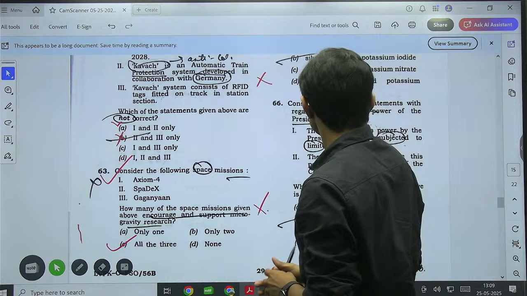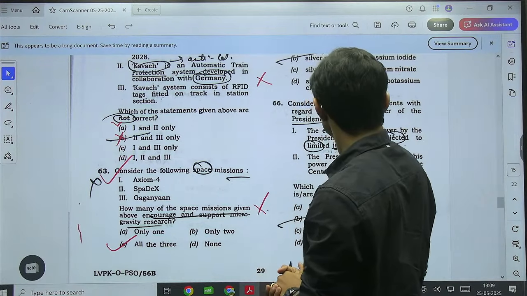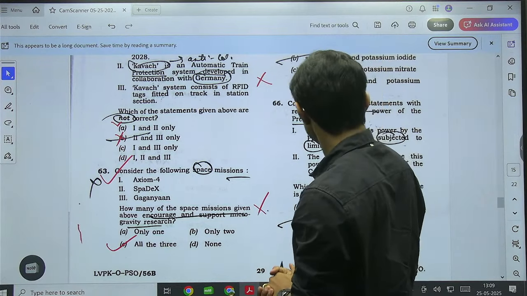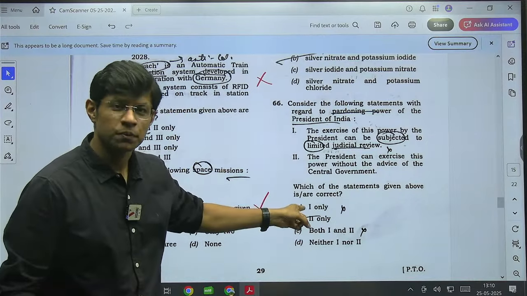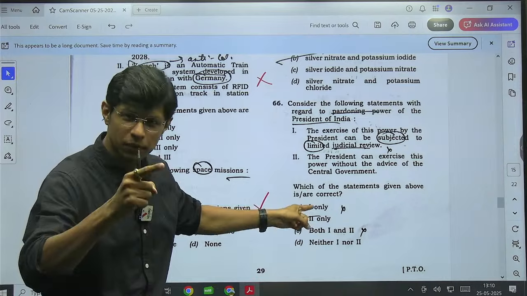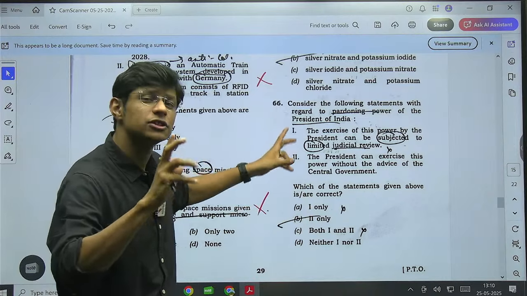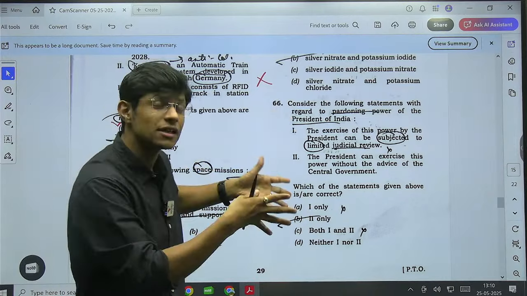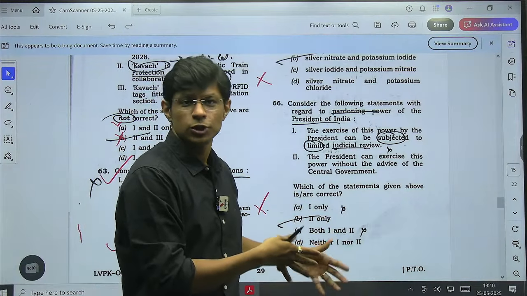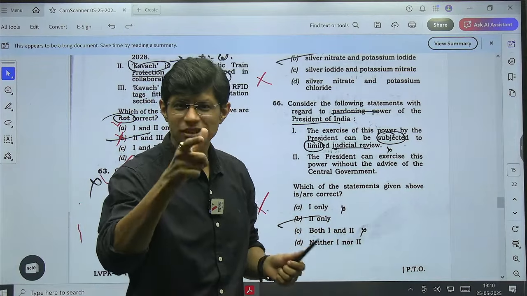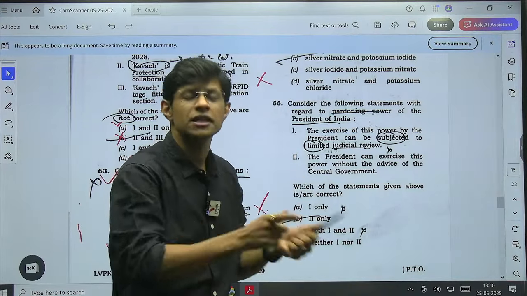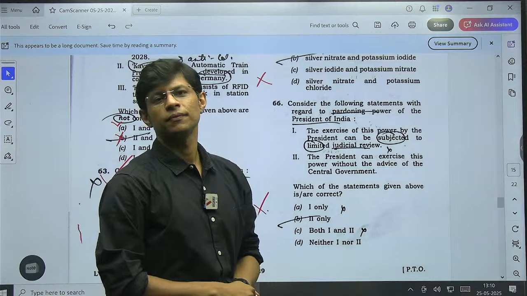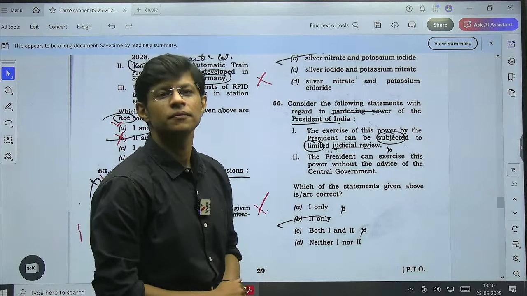So if you see, the statement pertains to the pardoning power of the President of India. Even though this is a static topic, behind every static topic you can see a reference to the current affairs of the last 1 year. If you just type pardoning power of the president, you will get articles that have appeared in the newspaper in the last 1 year. And so is the question.